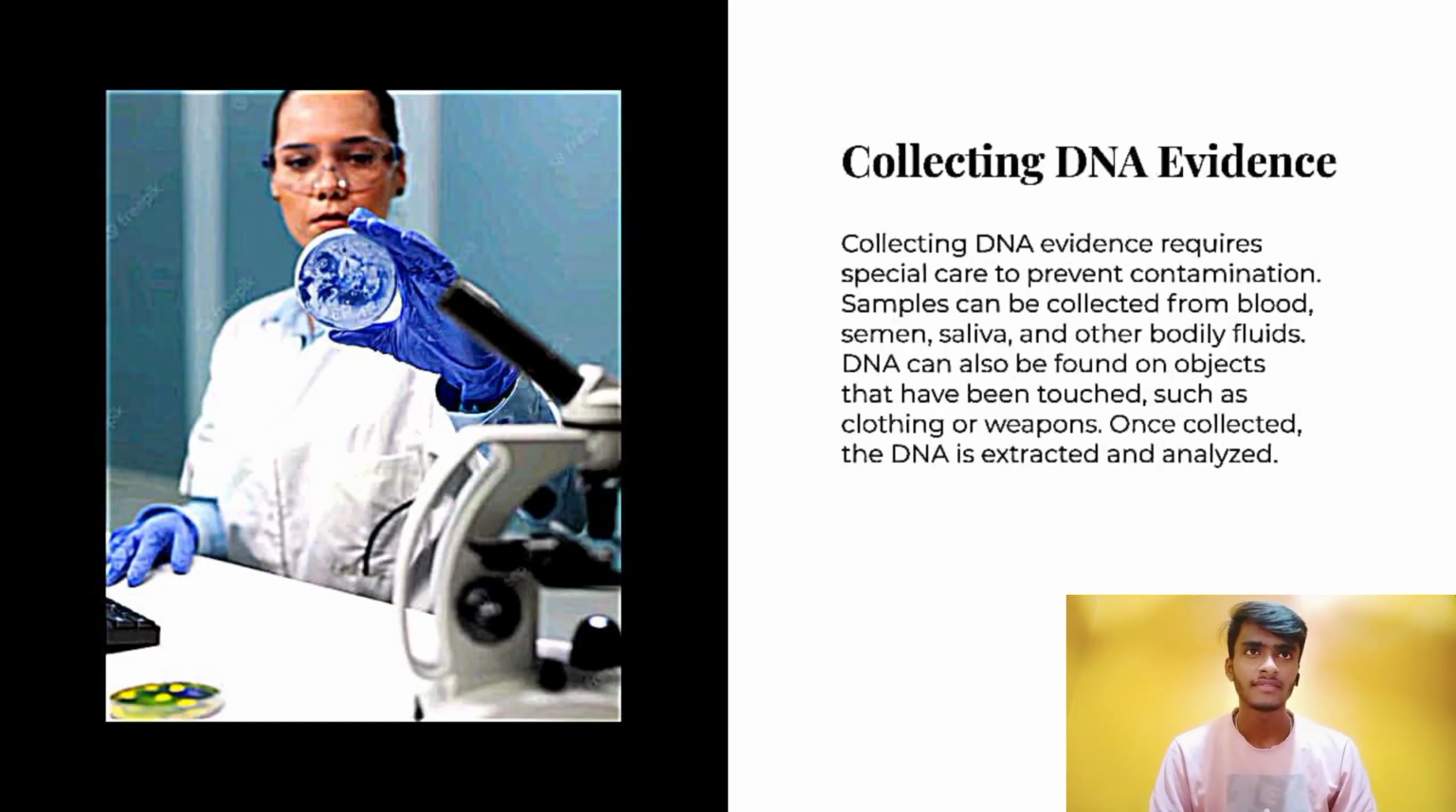Collecting the DNA evidence requires special care to prevent contamination. The sample must be protected from contamination. The samples can be collected from blood, semen, saliva and other body fluids. DNA can also be found on objects that have been touched, such as clothes and weapons. Once collected, the DNA is extracted and can be analyzed.